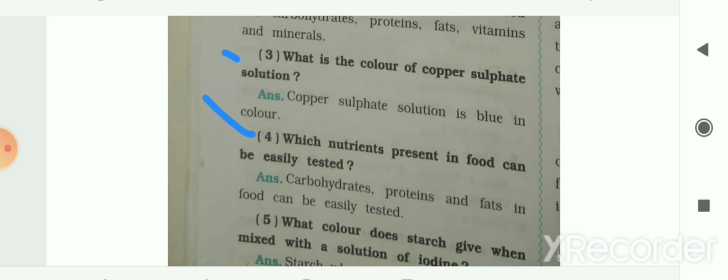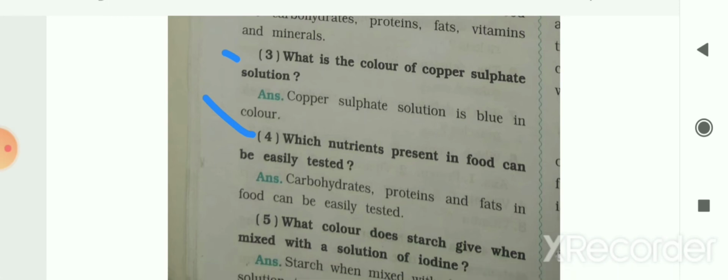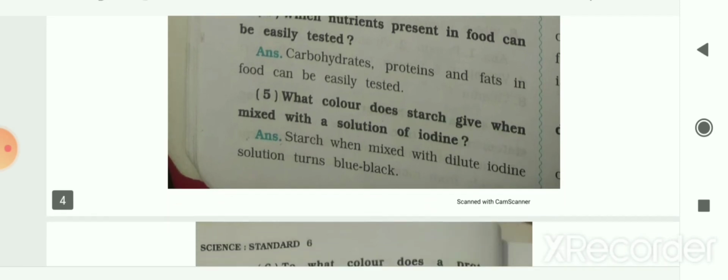The next question, which nutrients present in food can be easily tested? So carbohydrates, proteins and fats in food can be easily tested. The next question, what color does starch give when mixed with a solution of iodine? So starch when mixed with dilute iodine solution, it turns blue or black.